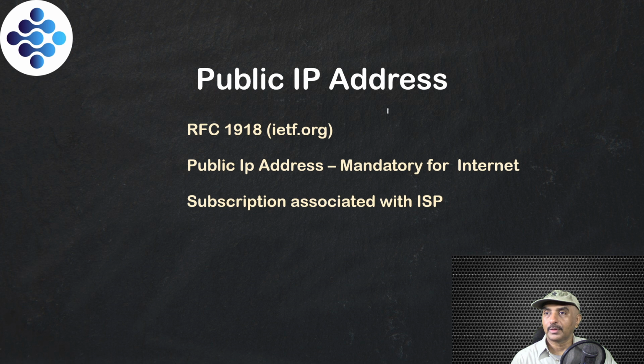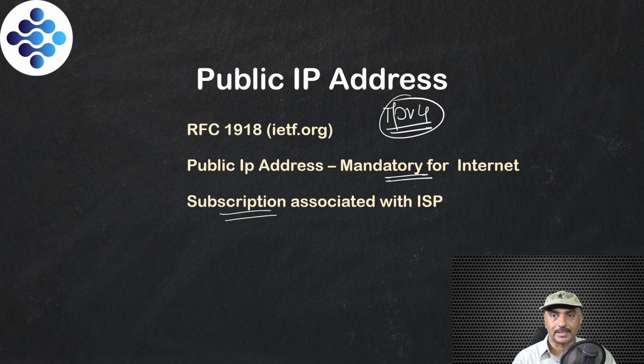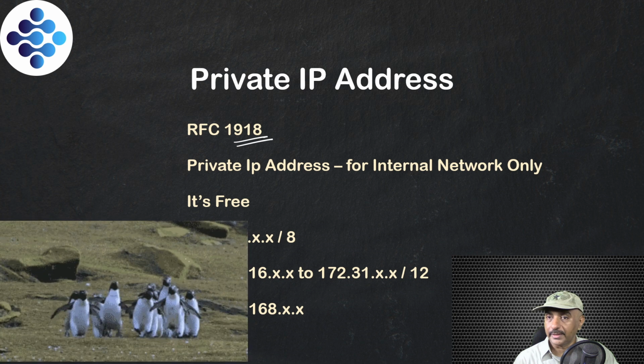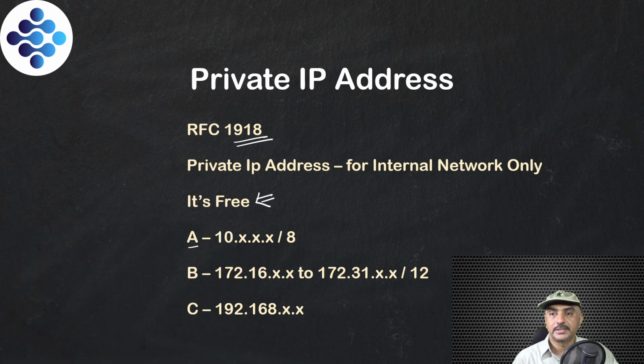Now when we talk about IPv4, this concept of public and private IP addresses is very important. Public IP addresses are those which are mandatory when you want to go on the internet, and they are not free. There is a subscription, there is money associated, which you pay to your service provider, the ISP. In RFC 1918, they gave the details of private IP addresses. A private IP address is for internal networks only. It is free, and their ranges are fixed.